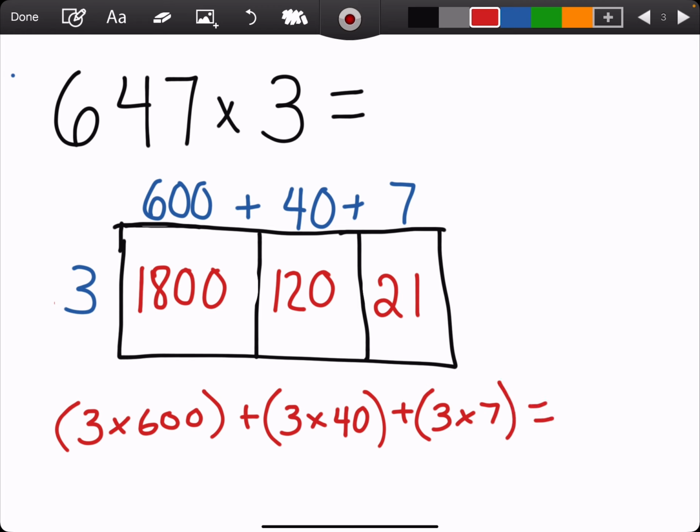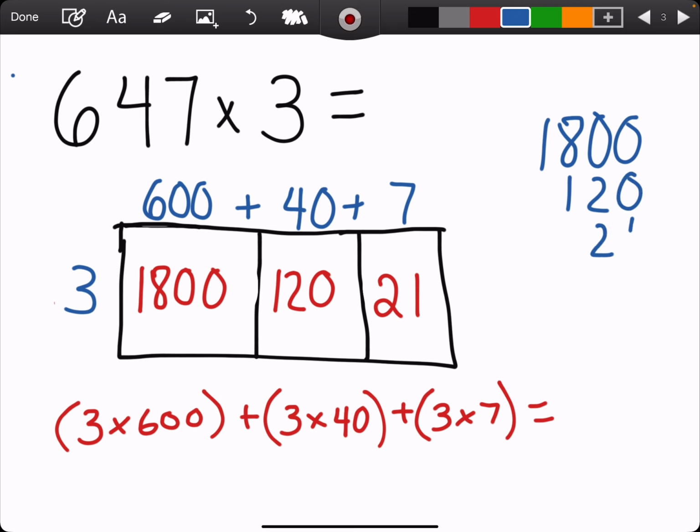Okay, let's write down our partial products inside our area model: 1,800 plus 120 plus 21. That's 1,941, our answer there. Okay? So you will see this gives you a visual understanding, a visual representation of the multiplication problem here, 647 times 3.